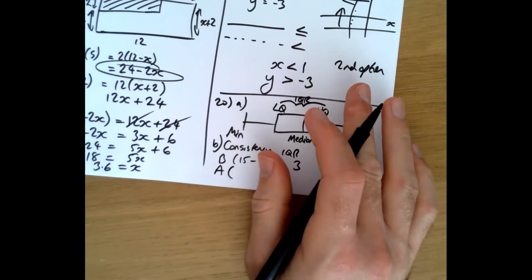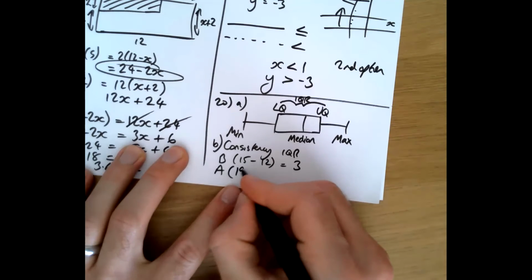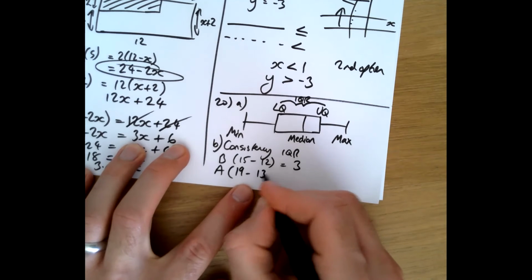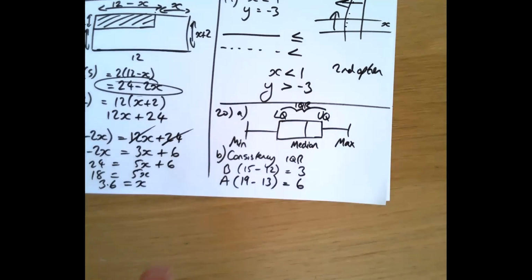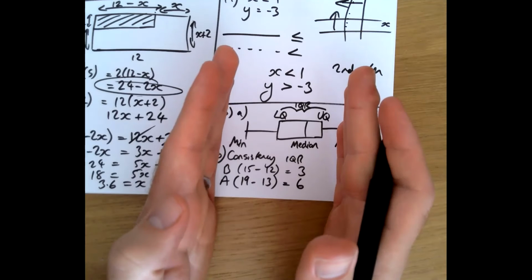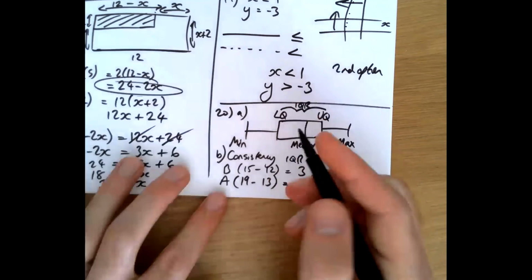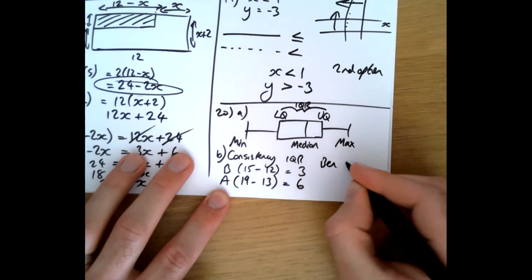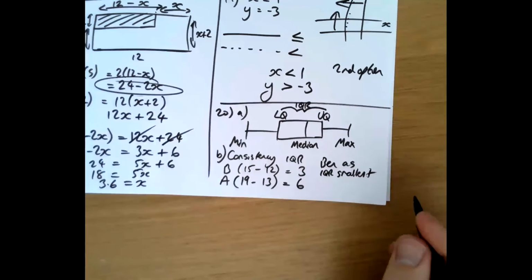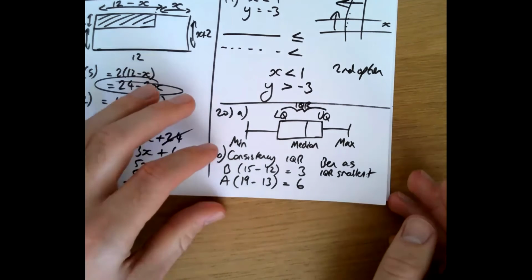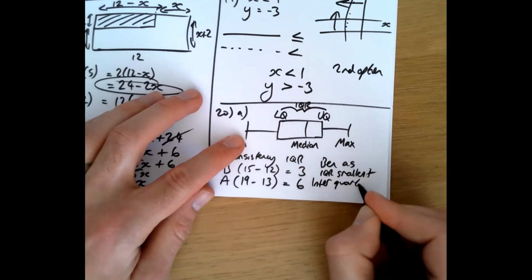And then is it for Amari? Is that her name? For Amari, the upper quartile is 19, the lower quartile is 13, so her interquartile range is 6. Now, with consistency, you want the interquartile range to be as small as possible, because that would mean most of your scores are very, very close together. So who's most consistent? Ben, as IQR smallest. Okay, so Ben, as he's got a smaller interquartile range, and you can just leave it as IQR rather than writing interquartile range. That takes forever.